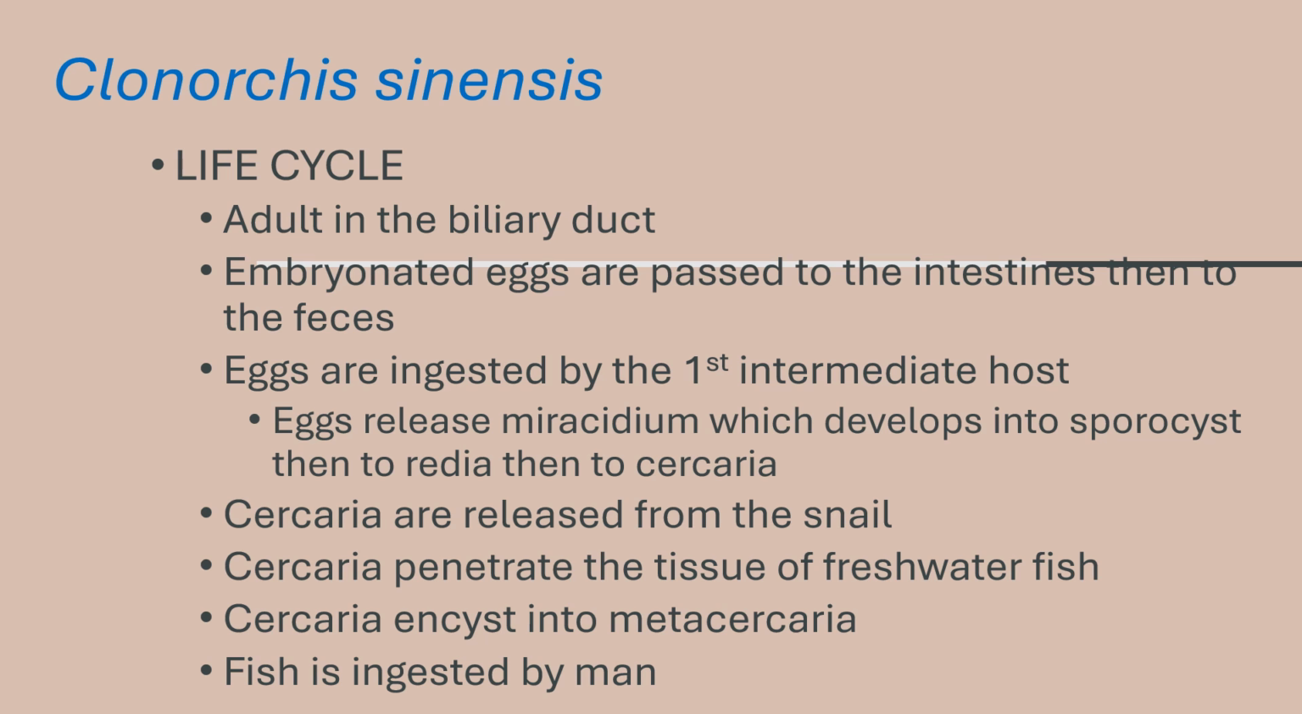The cercaria will move outside of the snail. Cercariae are released from the snail, and after a short period of swimming, the cercaria will find your freshwater fish, the second intermediate host, which it will penetrate. The cercaria will penetrate the tissue of your freshwater fish, and then the cercaria will encyst into metacercaria.